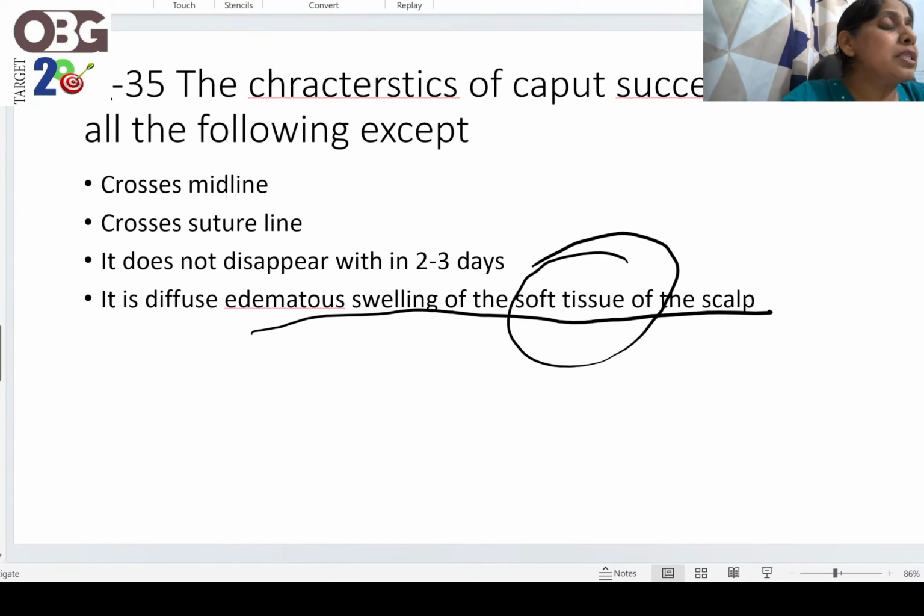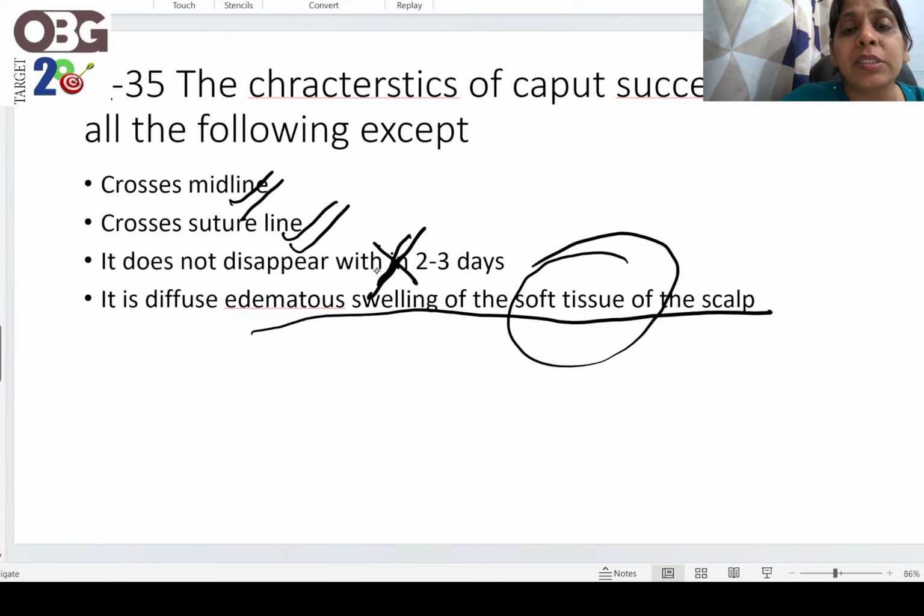So because it is a swelling of the soft tissues, very good Dr. Prashant, very good Dr. Kavita, very good Dr. Rohit. So क्योंकि soft tissues की swelling है, it will not be limited by the bones. It will not be limited in midline because scalp is uniformly spread, and it will not be dangerous, and it will disappear within 2 to 3 days. So this is wrong. It does not disappear, nahi, it will disappear within 2 to 3 days.